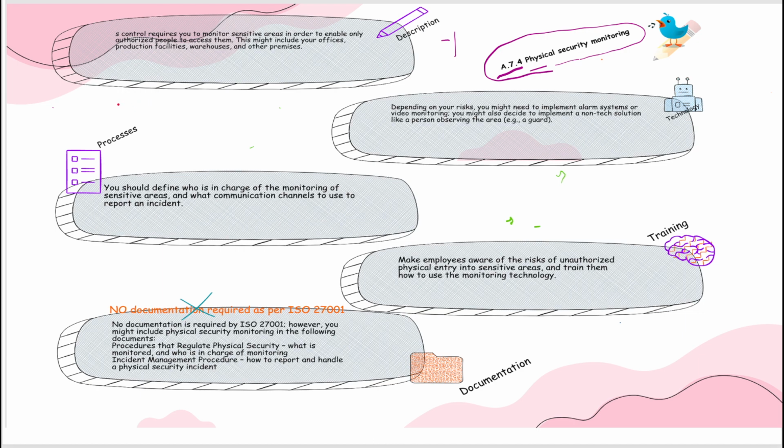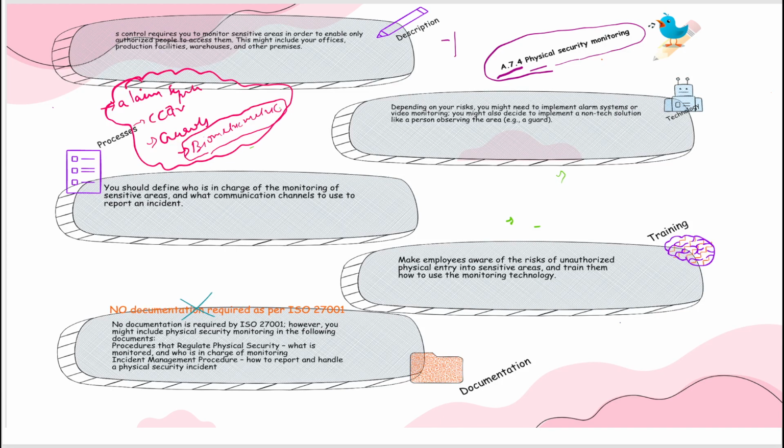So as per your need, organization context and sensitivity of your area, you can have an alarm system, you can have CCTV, and also you can have non-technical controls. When I say non-technical, guards. You can also have biometric. Biometric machines may sometimes be logical or technical, but that's fine. So for example, you can have this kind of controls in place.